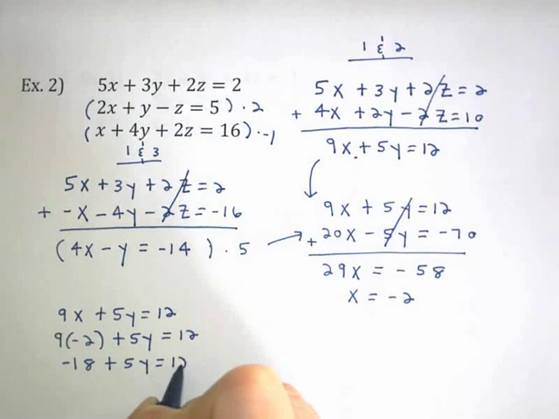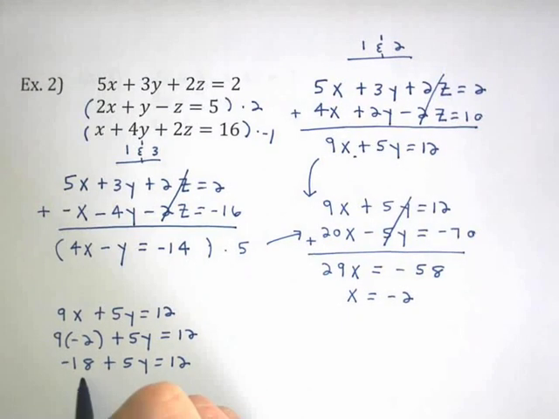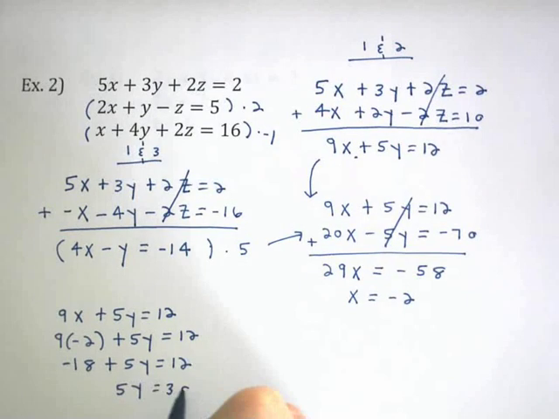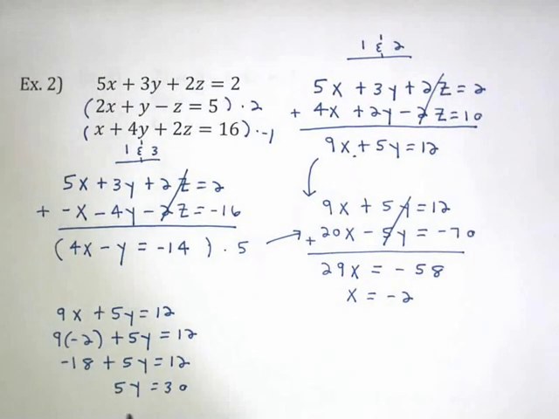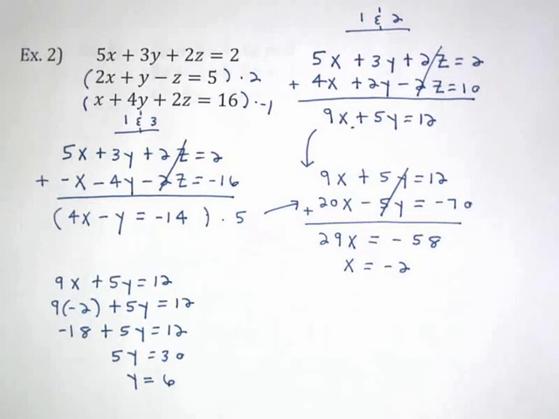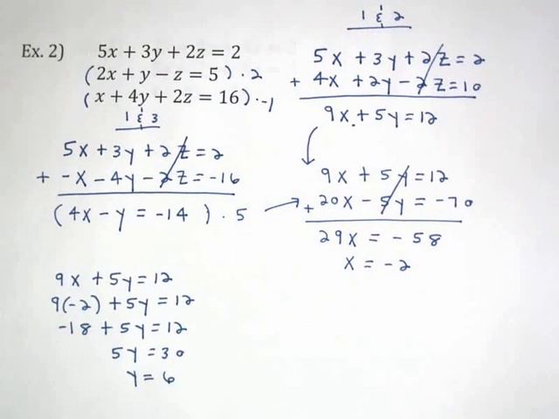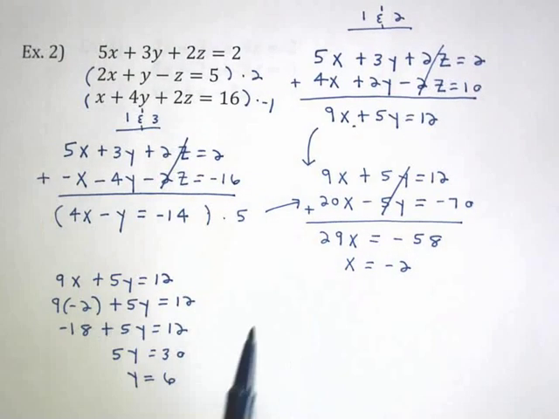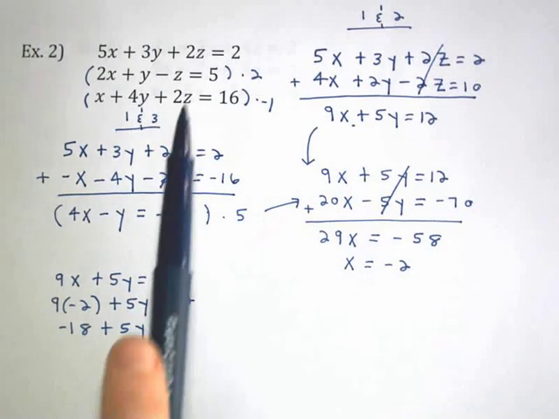So that's a -18 right there, which means I'm going to add 18 to get rid of it. So 5y equals 30, and therefore to finish it out, y is 6. Okay, so we've got 2 out of our 3 answers, and now we just need to use x and y to find out what z is.